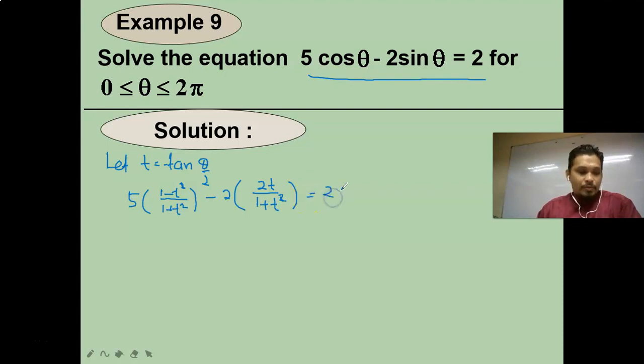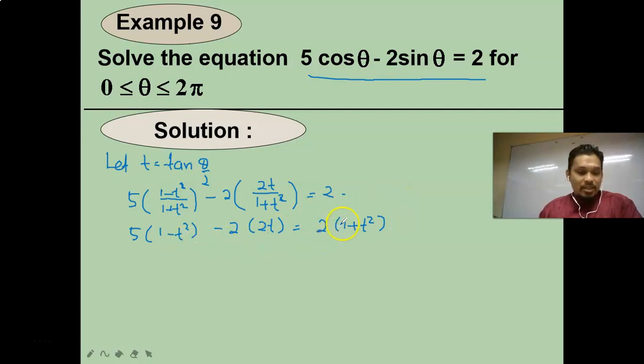Equal to 2. From here we have 1 plus t squared as the denominator, so we multiply with 1 plus t squared, then we get 5 times 1 minus t squared minus 2 times 2t equal to 2 times 1 plus t squared. It's just the process of multiplying with 1 plus t squared on the left side and also on the right side.